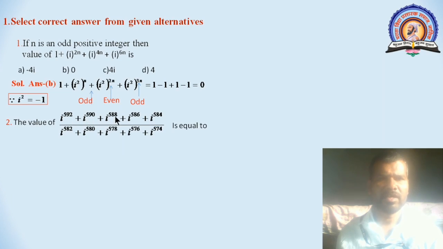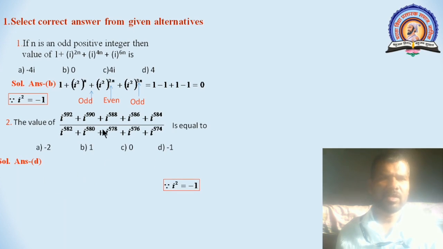Second: the value of i^592 plus i^590 plus i^588 plus i^586 plus i^584, upon i^582 plus i^580 plus i^578 plus i^576 plus i^574, is equal to. Options are minus 2, 1, 0, and the last option is minus 1. Now the correct option is D, minus 1.